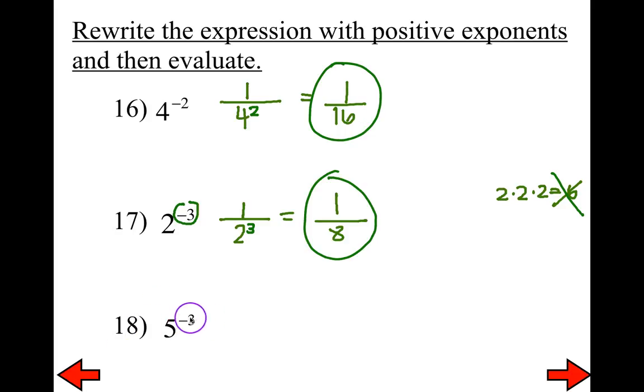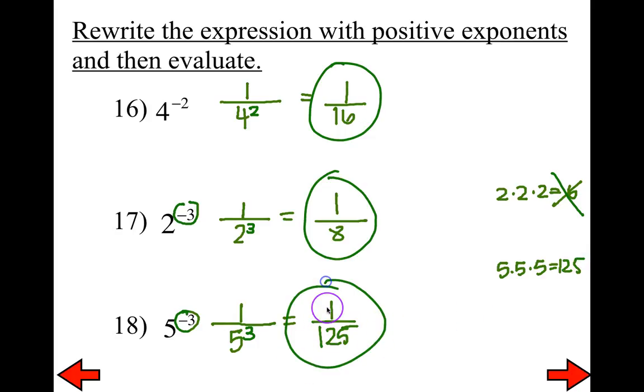Number 18. Here, since my exponent is negative, I'm going to go ahead and start with 5 to the 0, which is 1. And because it's a negative exponent, I'm going to divide by 5 three times. So that's going to be 5 cubed. So as I simplify it out, I'm going to have 1 over. Here, 5 times 5 is 25, times another 5 is 125. So I'm going to say 1 over 125.